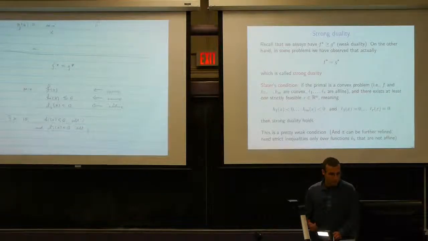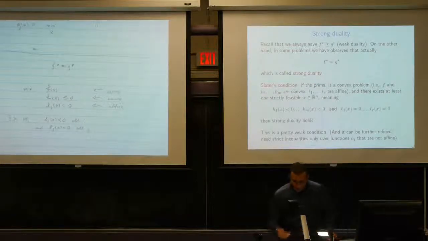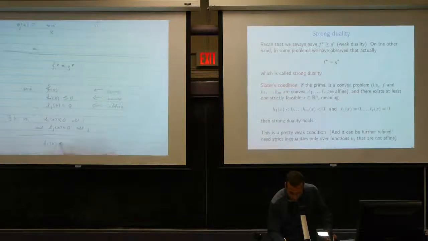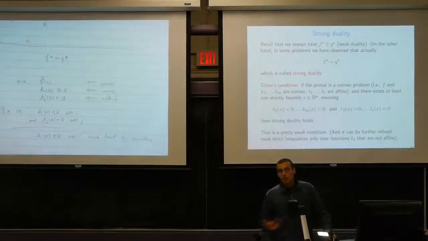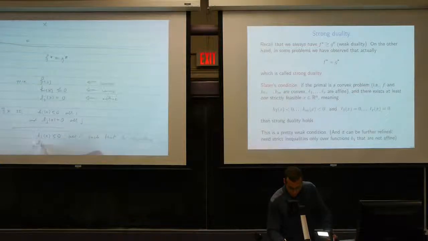It can be even further refined, which is that I only need to satisfy h_i of x less than 0 for all i such that h_i is non-affine. So if I actually have affine inequality constraints, I don't even need to check that I can satisfy those strictly. I can just look at the ones for which h_i is non-affine. So this is like an even weaker form of Slater's condition.